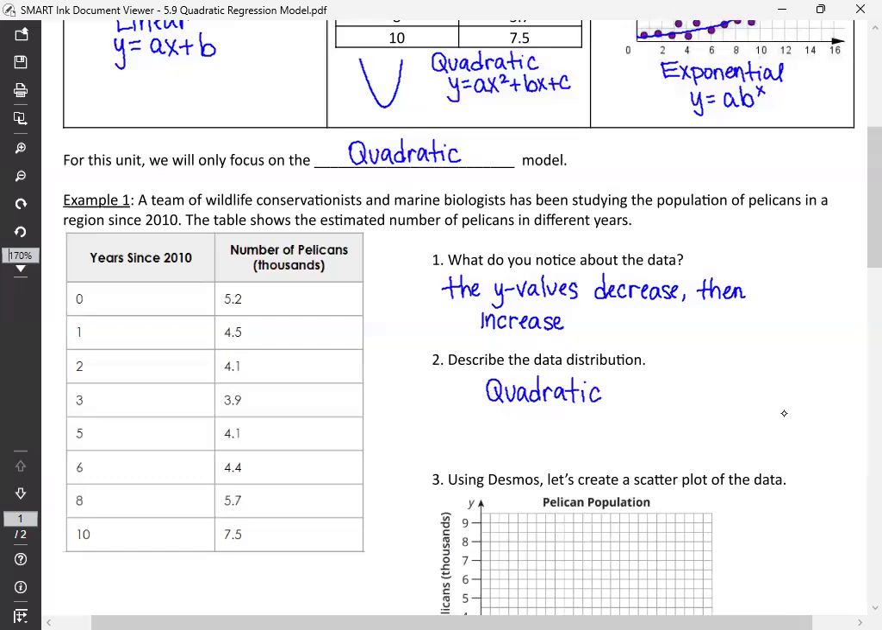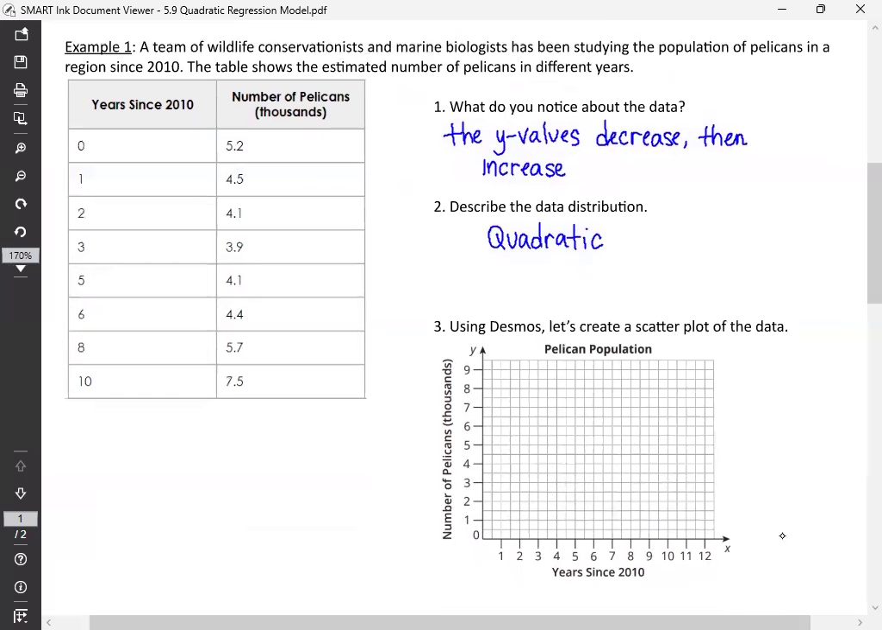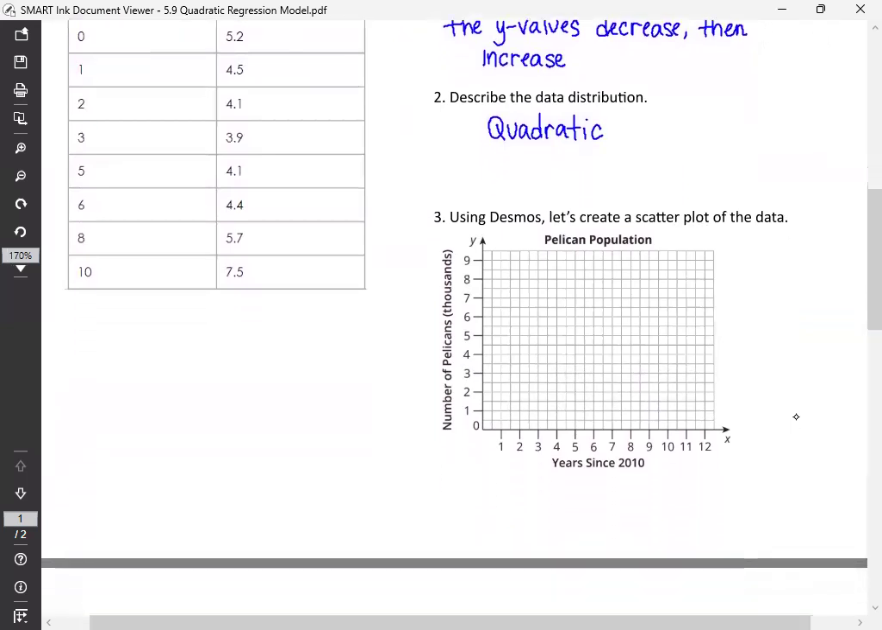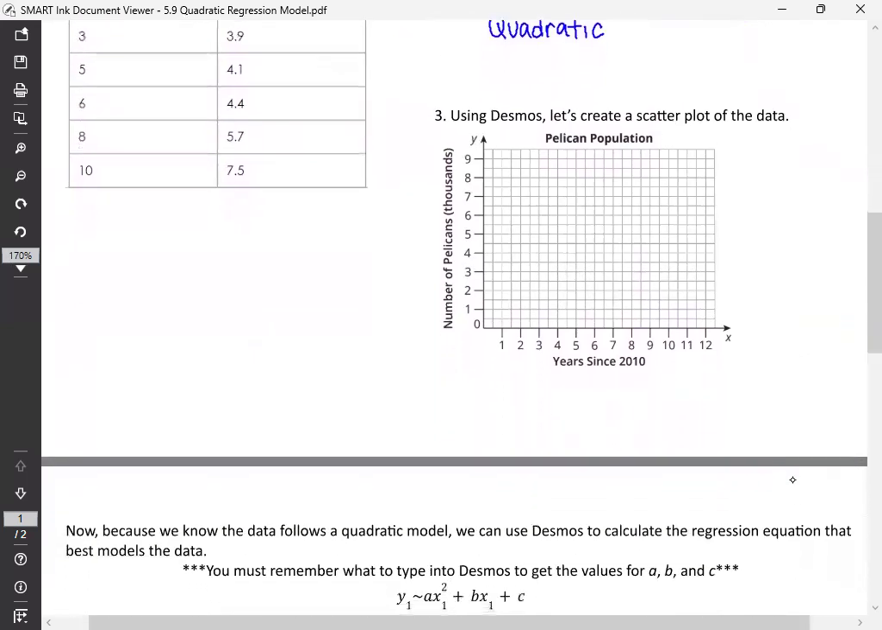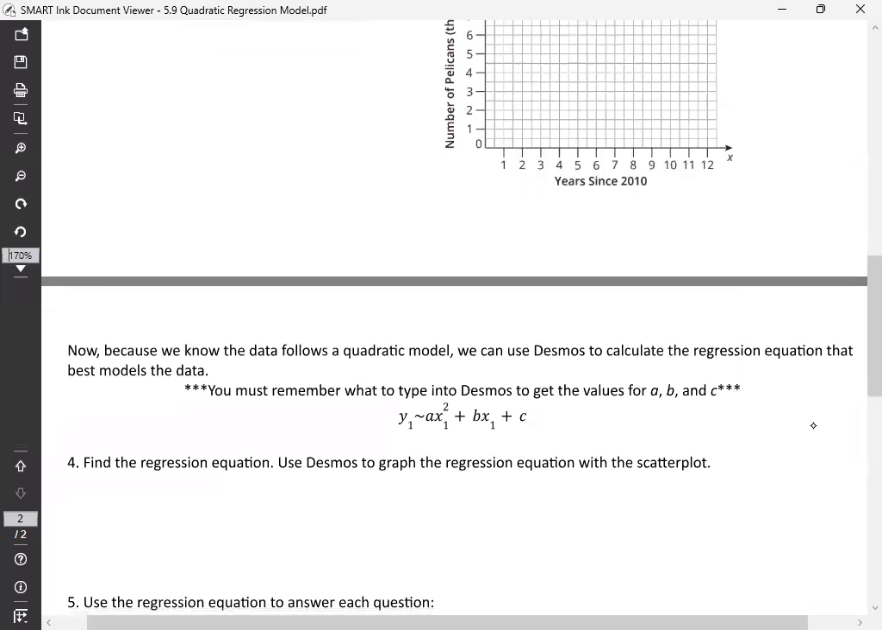Then for question number 3, it says using Desmos, let's create a scatter plot. So there's no need for us to do this by hand. If you want to copy your graph over to the grid, you can, but since we have that technology, I'm just going to go ahead and graph it and then get ready to do the other question. So in a moment, I'm going to flip over to Desmos, but before I do that, I'm going to scroll ahead. So I'm going to graph those in just a moment.